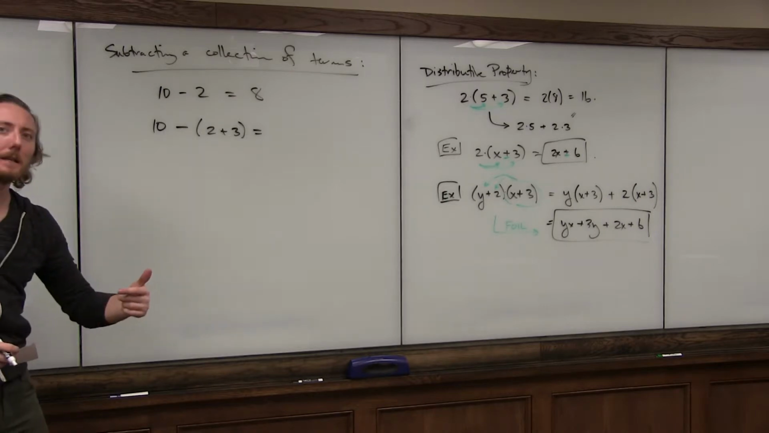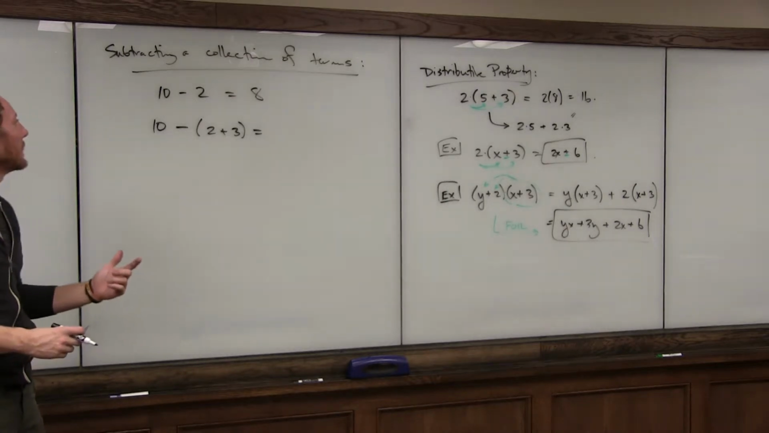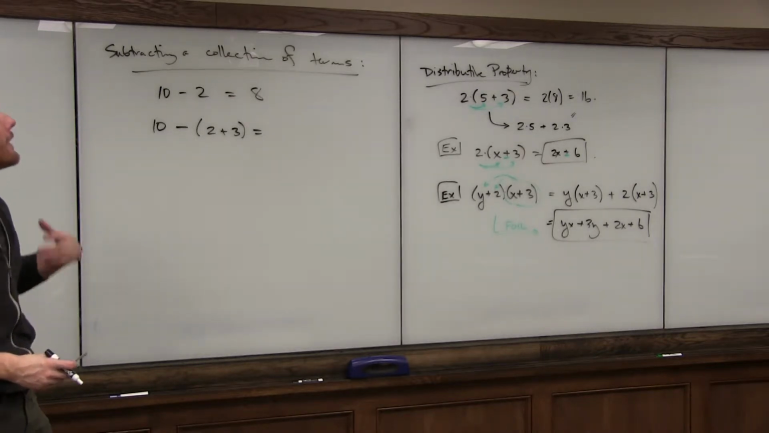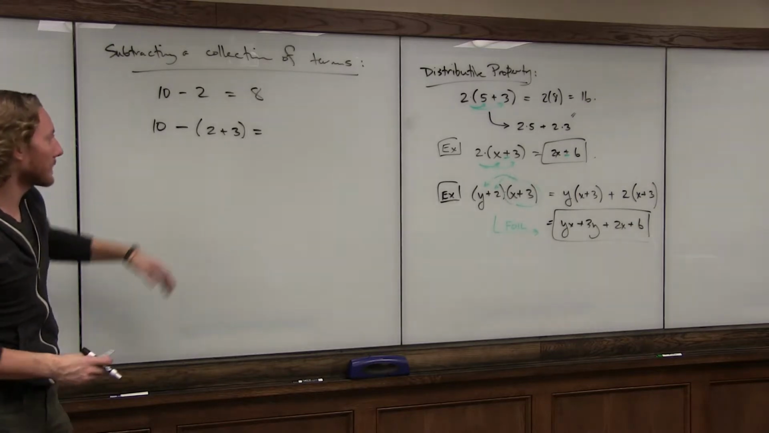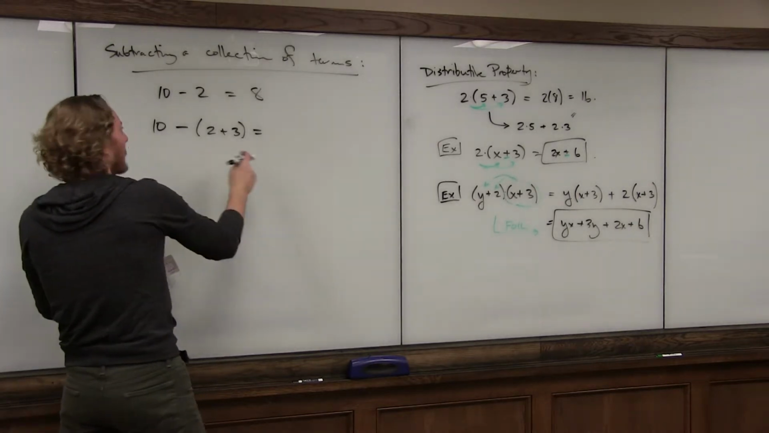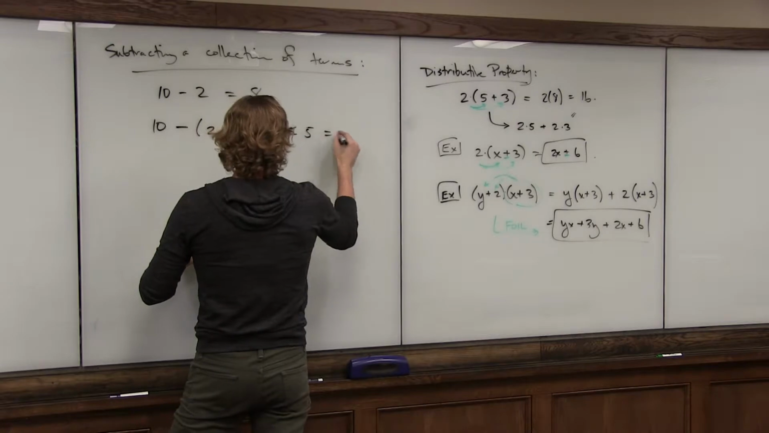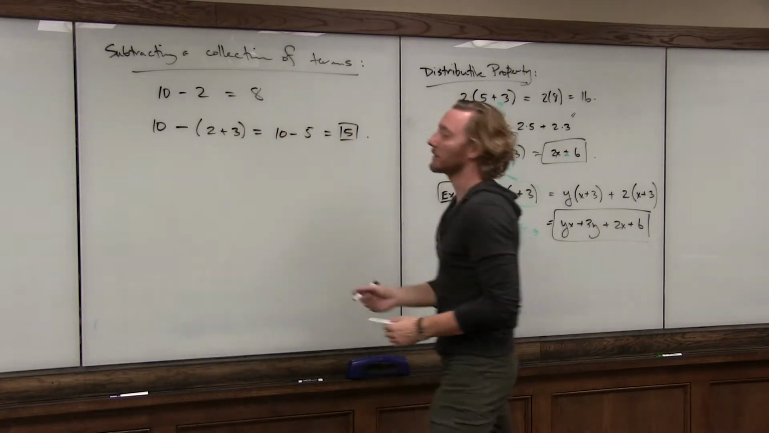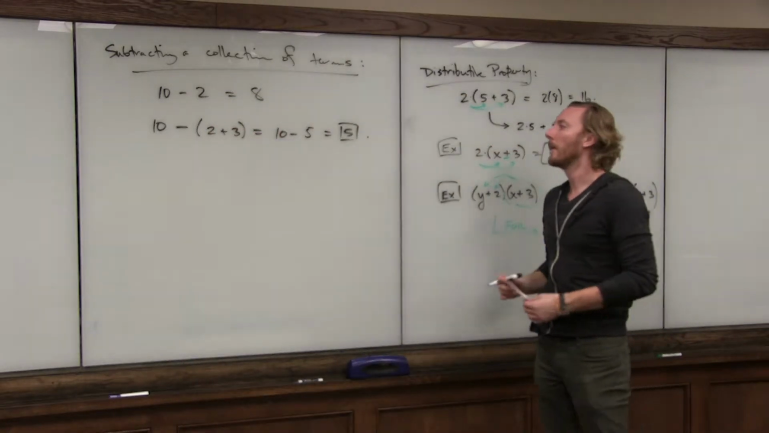Now you can see what this would be equal to if you followed your nose with parentheses and said, okay, let's try to simplify what's inside the parentheses first. This is going to be 10 minus 5. 10 minus 5 is 5. No sweat.